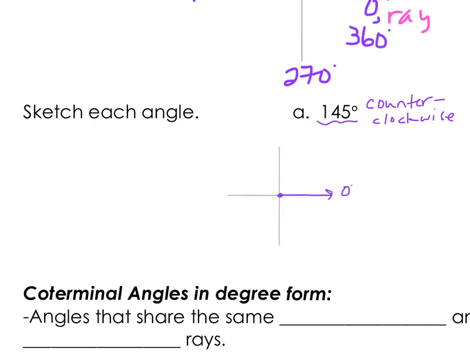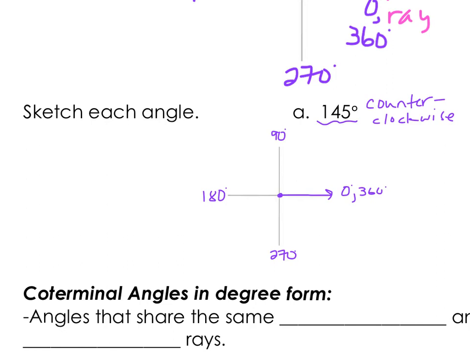If I get the boundaries of each of the quadrants, I know at the top, that's already 90 degrees. It would form a right angle. Over on the left-hand side is 180. At the bottom is 270. And if we were to go all the way around, that would bring us back to 360 degrees. Our angle measure, though, is only 145.